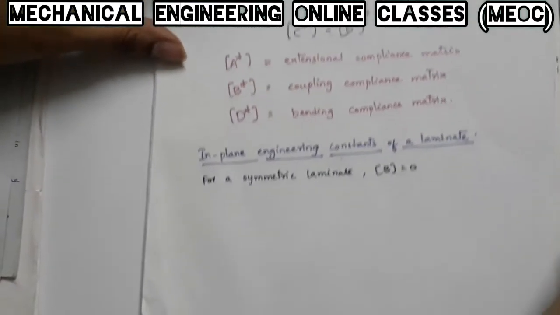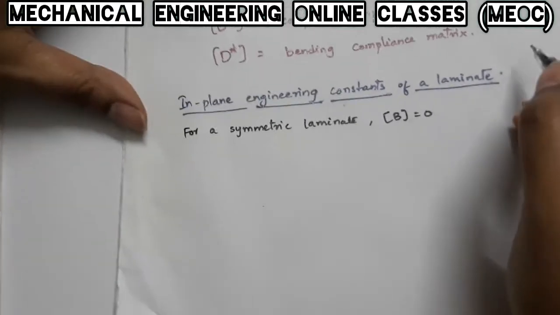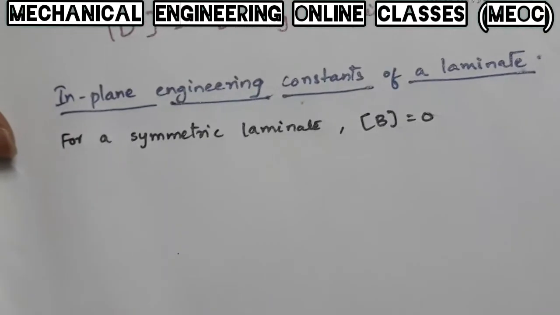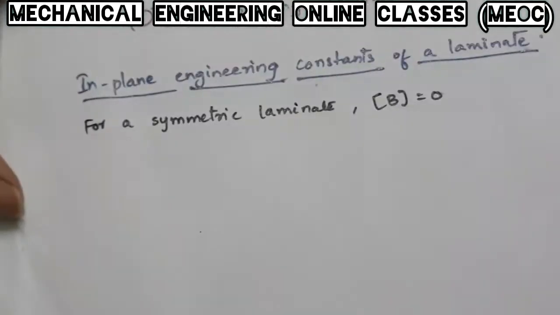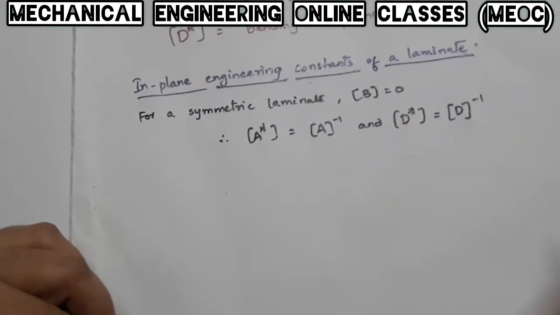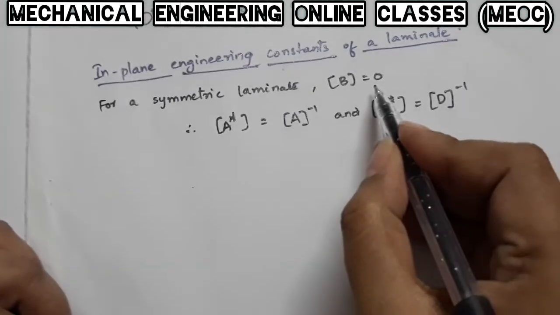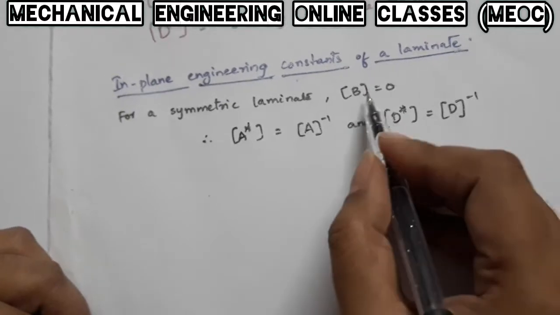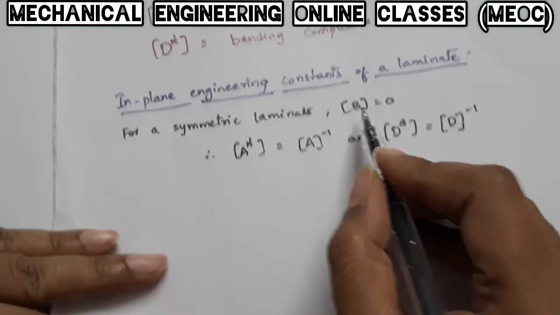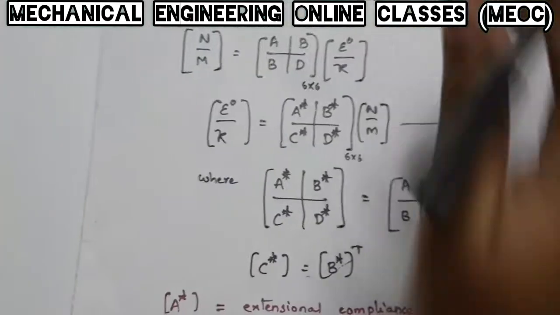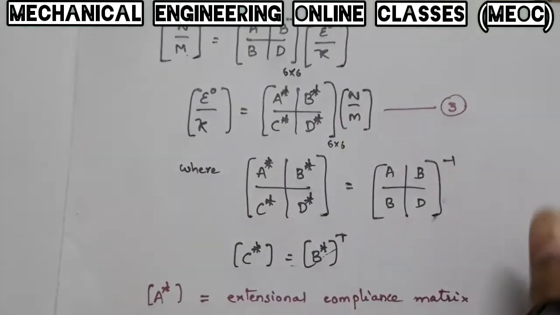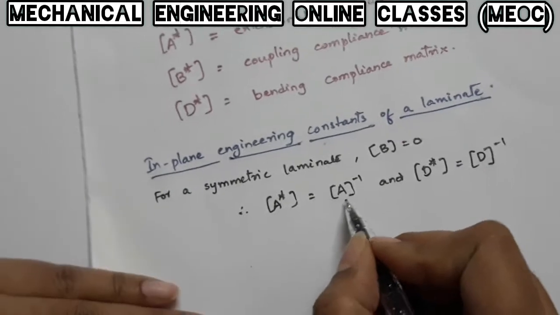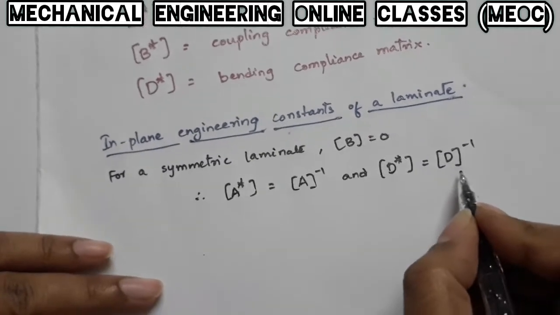Now in case if we want to find the engineering constants of a laminate, I am assuming that the laminate is symmetric in nature. So for a symmetric laminate, matrix B will be equal to 0. That means all the elements of matrix B are zeros. So when you substitute B is equal to 0 in this equation here, then you will get that A star matrix is exactly equal to A inverse and D star matrix is D inverse.